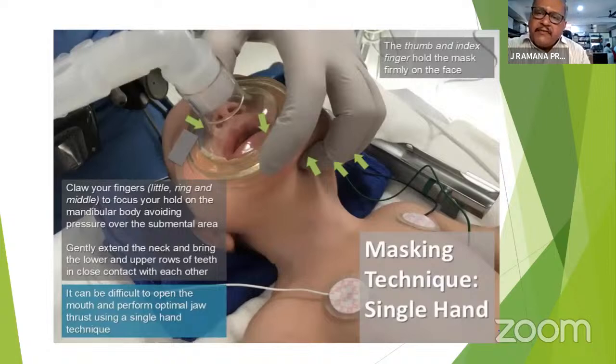The thumb and index finger show how to hold the mask firmly on the face. Masking technique by single hand: claw your little, ring and middle fingers to focus your hold on the mandibular body, avoiding pressure over the submental area.